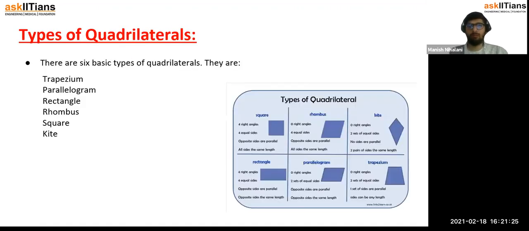Today we would be talking about types of quadrilaterals, right? So now we can say that there are six basic types of quadrilaterals which are there in your curriculum for now. There are a couple of more as well, but these are the main categories which you can consider for now, right? So there are trapezium, parallelogram, then we have rectangle, rhombus, square and kite. So we will analyze one by one each quadrilateral and we will study their properties, right?